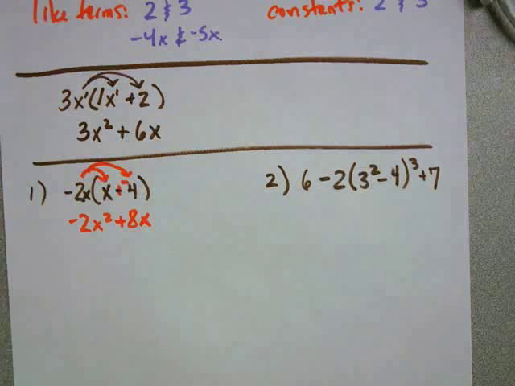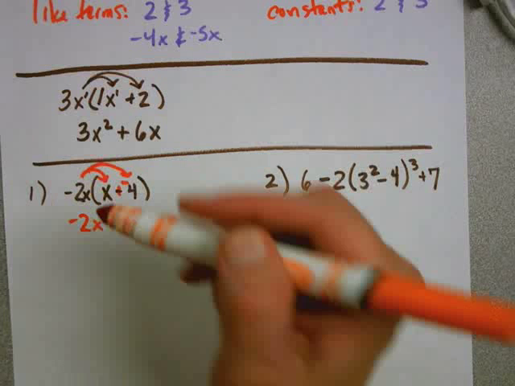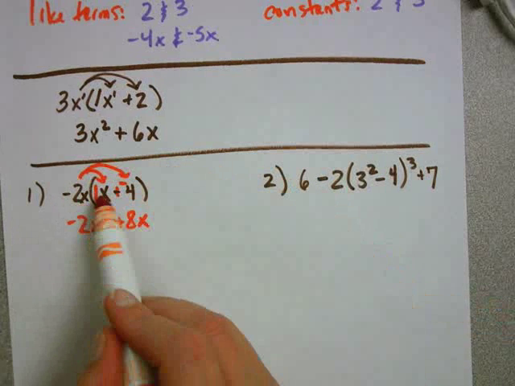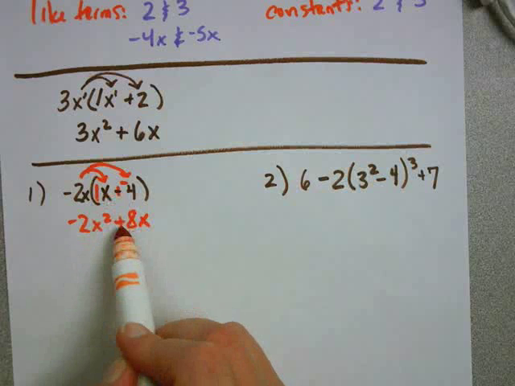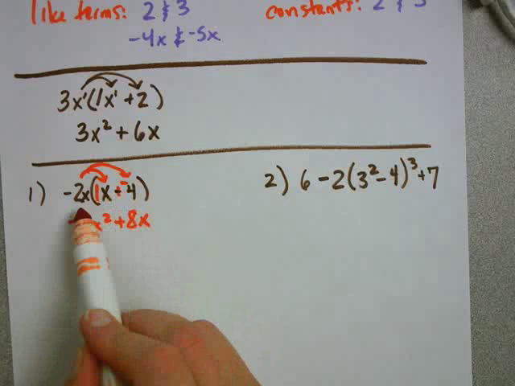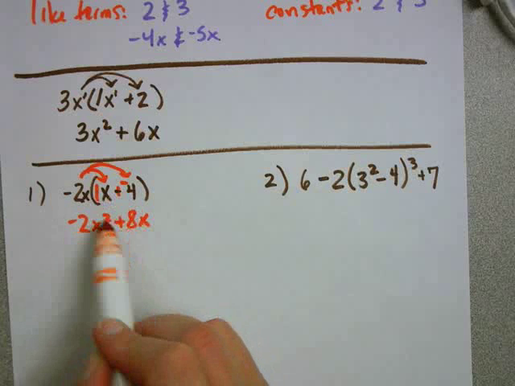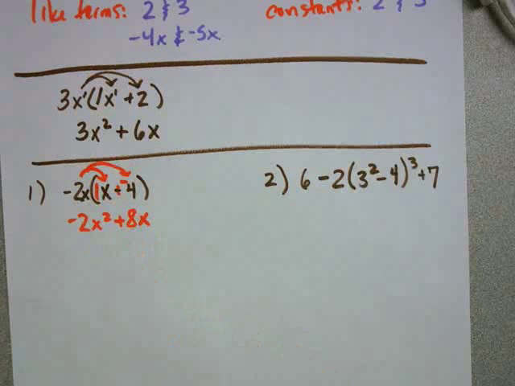Okay, on the first guy, did you get negative 2x squared? There's like a 1 in front of the x here, so it's negative 2. x times x is x squared. Plus sign comes down, and I made that negative 4. Negative times negative is a positive, and x goes along for the ride.